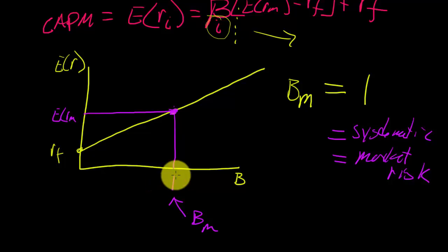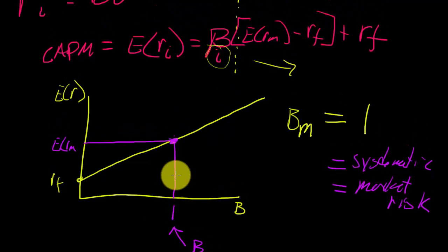Now you can kind of see the CAPM equation coming into play here. I've got the expected return of the market here. My risk-free rate is down here. I have a particular beta of some stock somewhere. Let's figure out what that is. Let's pick a stock.